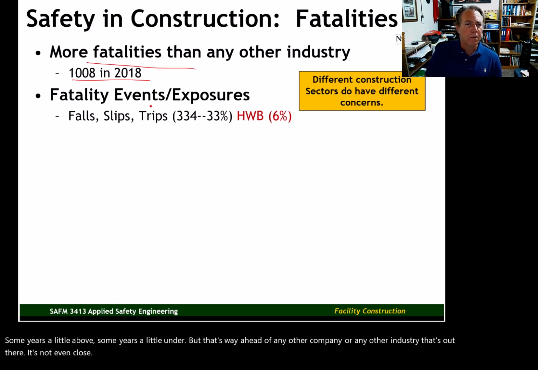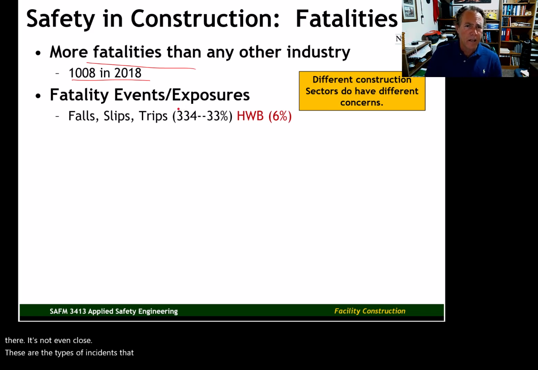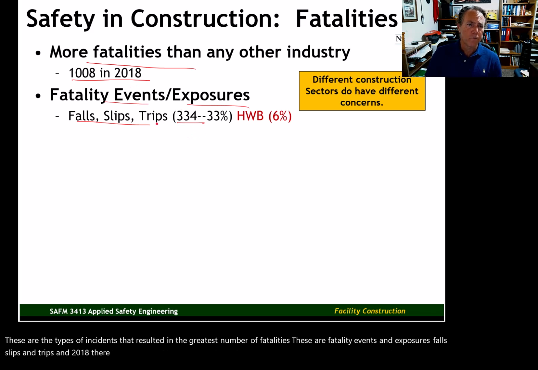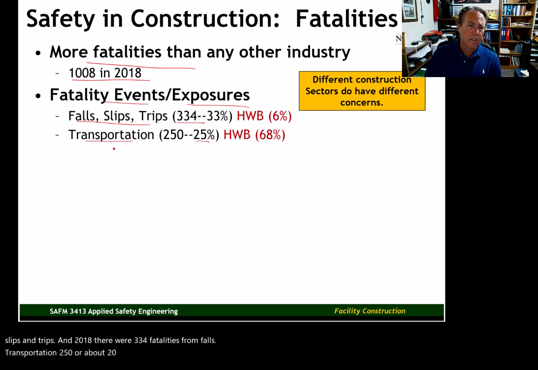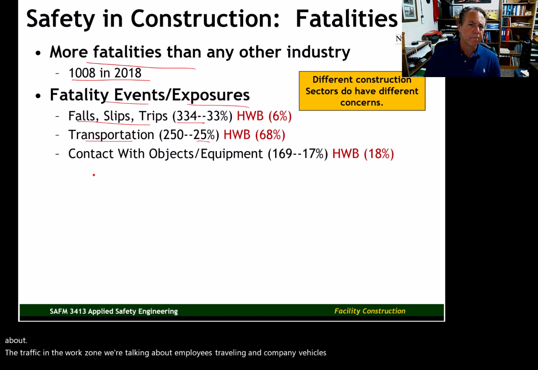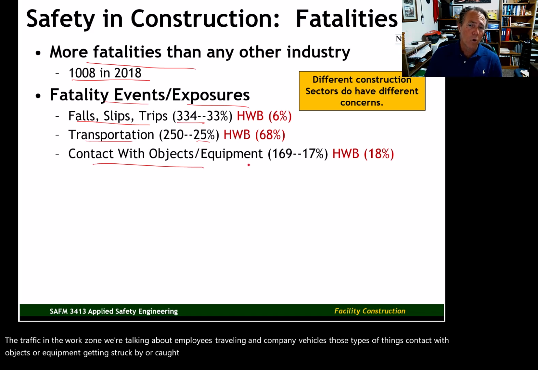These are the types of incidents that resulted in the greatest number of fatalities. These are fatality events and exposures. Falls, slips, and trips. In 2018, there were 334 fatalities from falls. Transportation, 250, or about 25% of all the fatalities. Transportation, and we've talked about this a little bit before. We're talking about traffic in the work zone. We're talking about employees traveling in company vehicles, those types of things. Contact with objects or equipment, getting struck by or caught in between equipment or other objects.